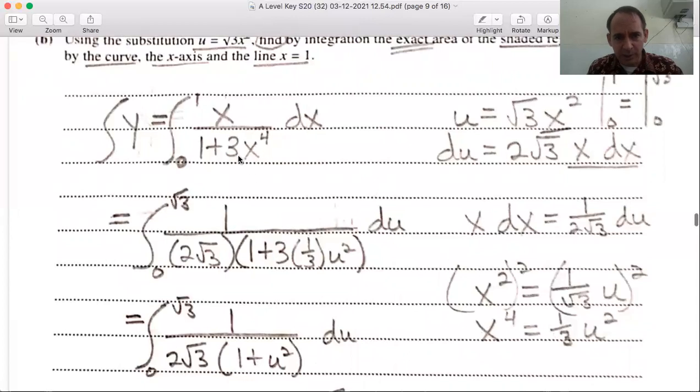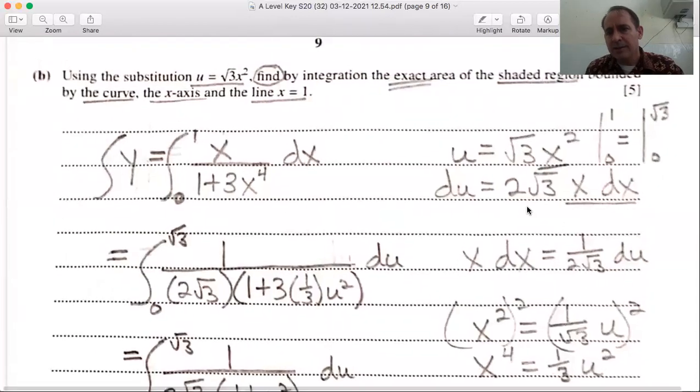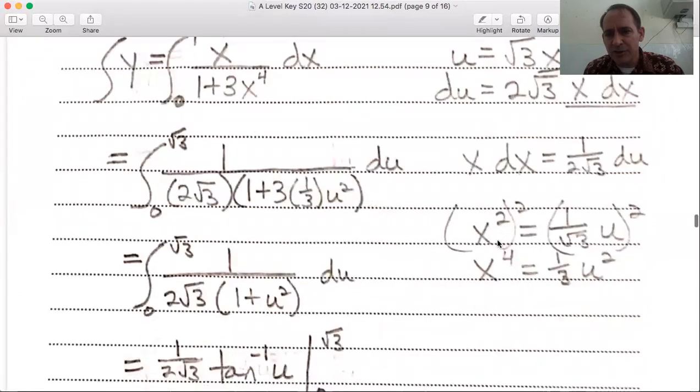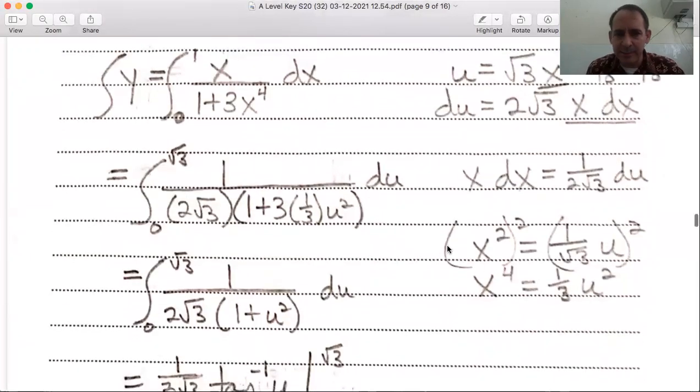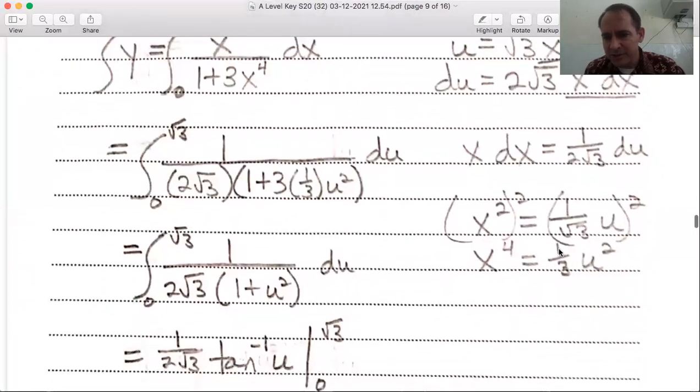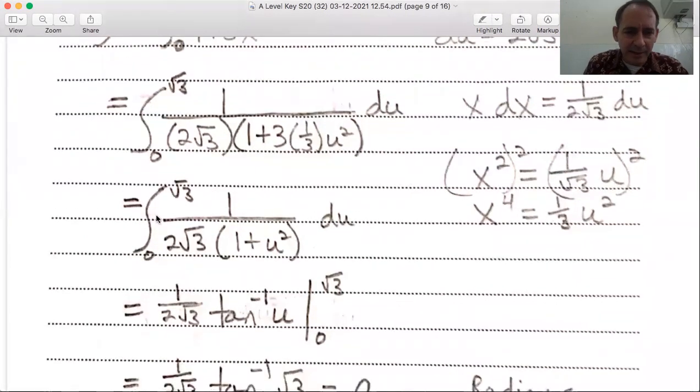We still have this 1 plus 3x to the fourth. If you notice, our u has an x squared. So if we solve for the x squared, we get 1 over root 3u, and then we can square both sides to make it x to the fourth, which gives us 1/3 u squared. So we plug in our 1/3 u squared for the x to the fourth. The 3 and 1/3 cancel, and that leaves us with 1 over 2 root 3 times 1 plus u squared.